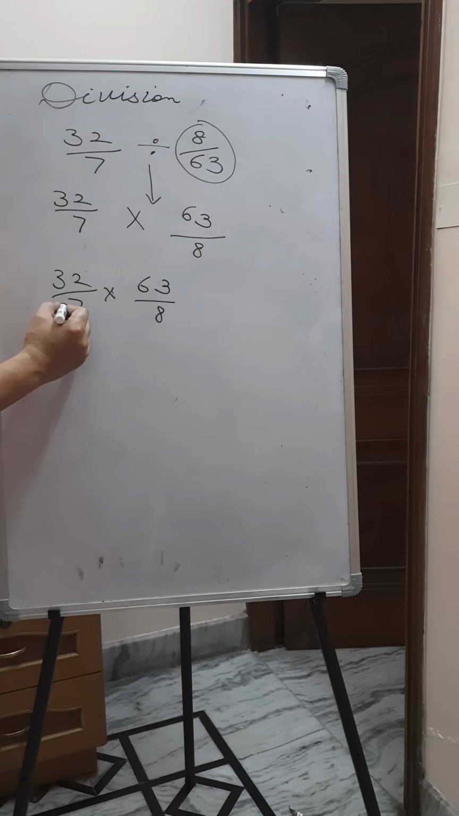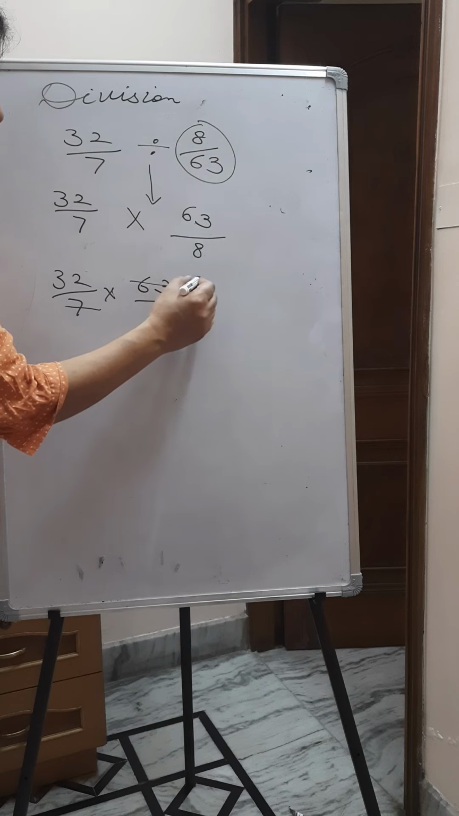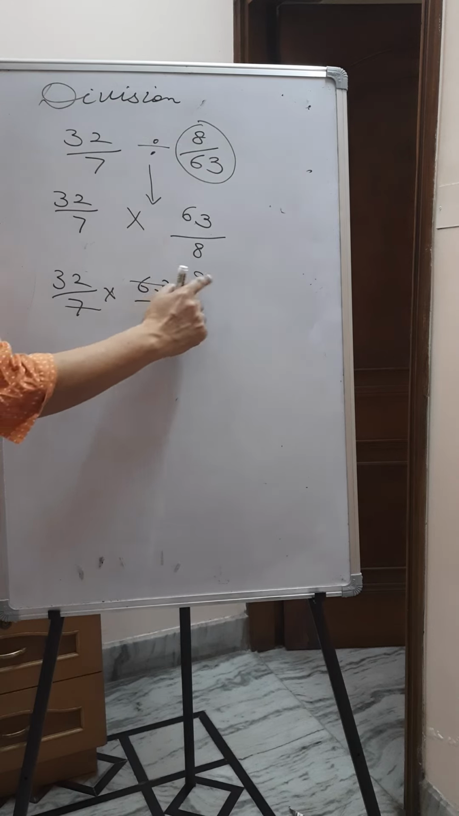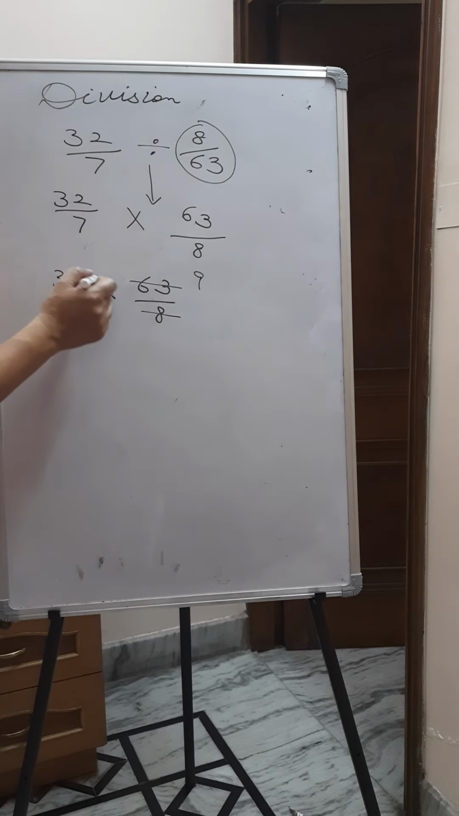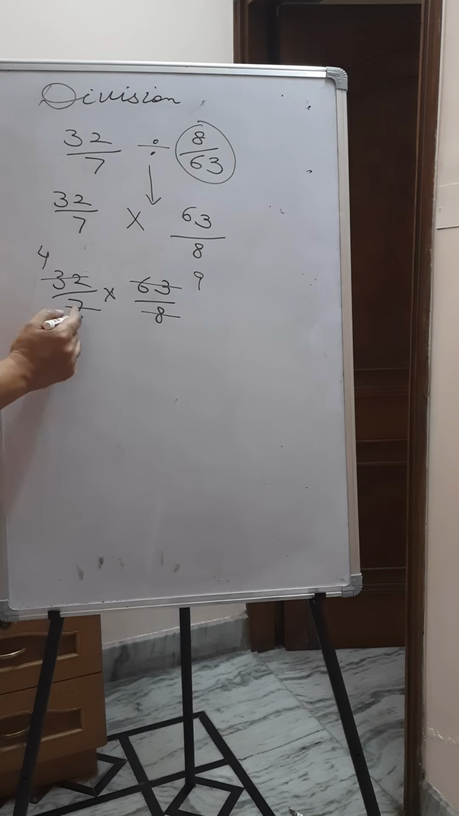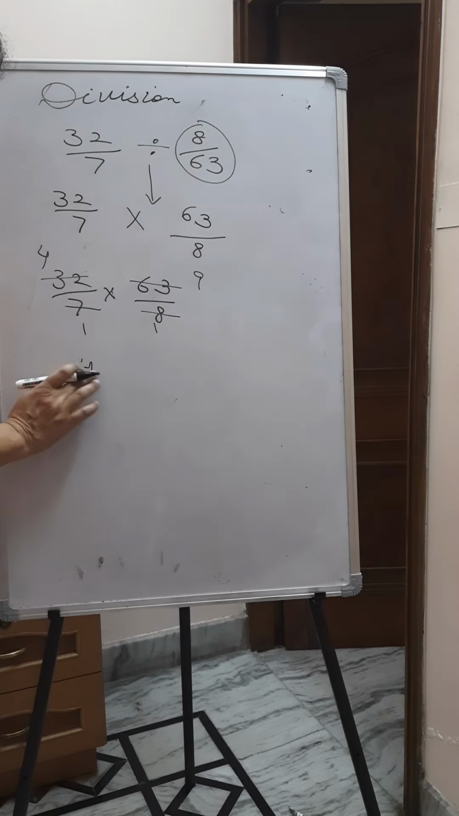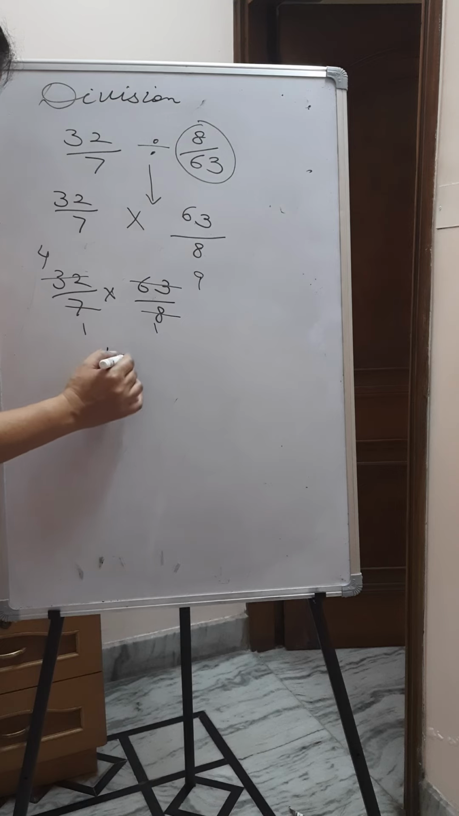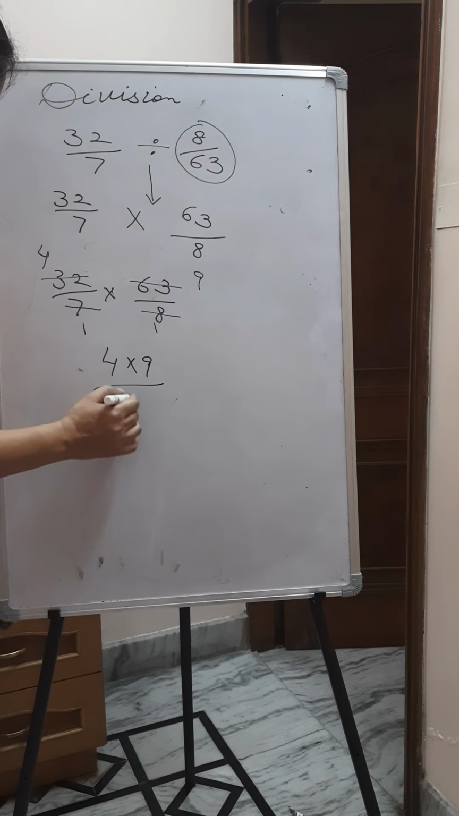There is a common factor between 7 and 63. So cut 7 and 63, 7 nines are 63. 8 and 32, 8 fours are 32. Now in the numerator there is 4 and 9. In the denominator there is 1 and 1. So our question changes to 4 into 9 over 1 into 1.